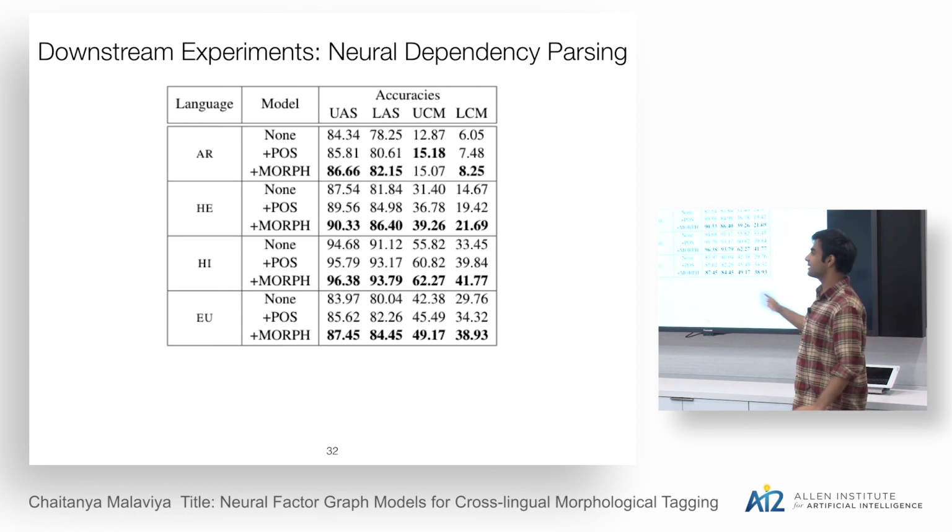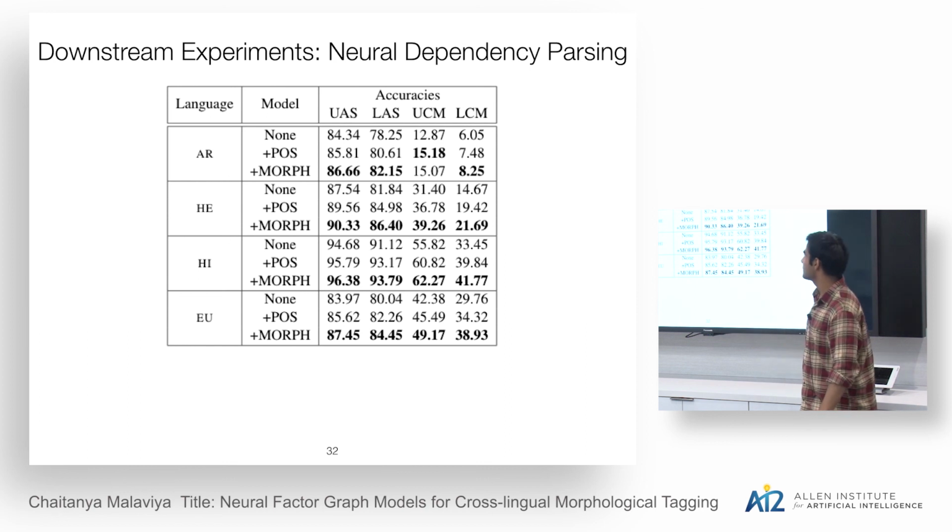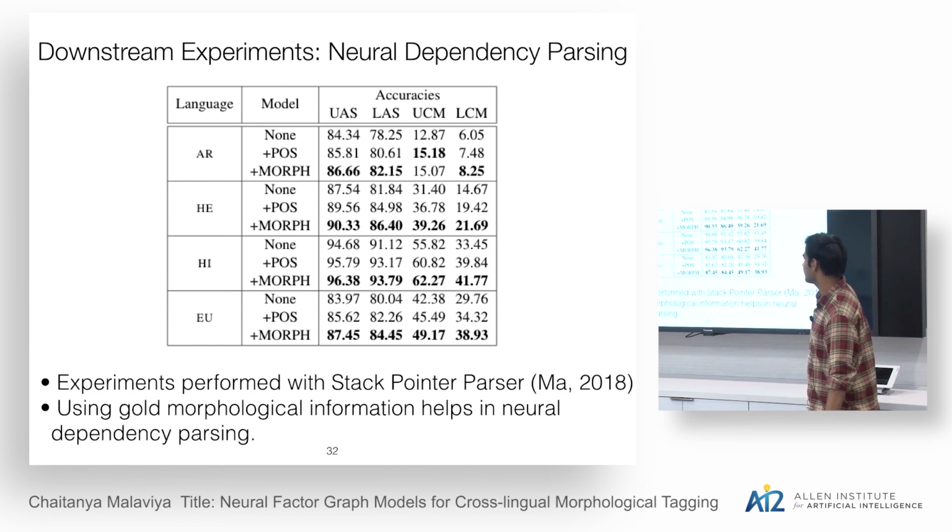Right, so these are some recent experiments we're also doing. We're trying to also incorporate morphology into dependency parsing. This table is just meant to illustrate the fact that morphology actually helps in neural dependency parsing. Once we add morphological information, it consistently helps in several languages. And we're trying to incorporate our model into an existing state-of-the-art dependency parser model as well.